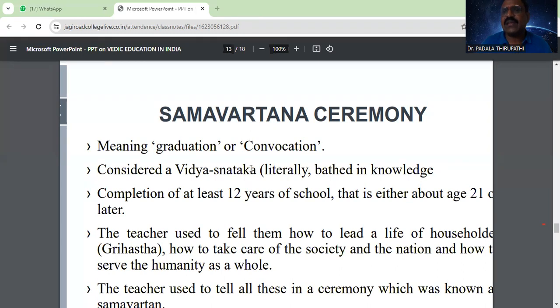The Samavartana ceremony was conducted at the age of 21 years or later, or when at least 12 years of school were completed.